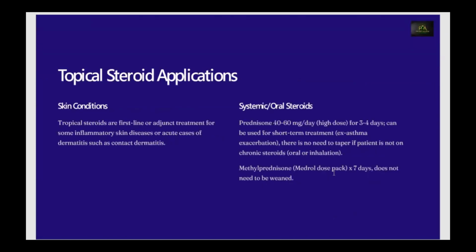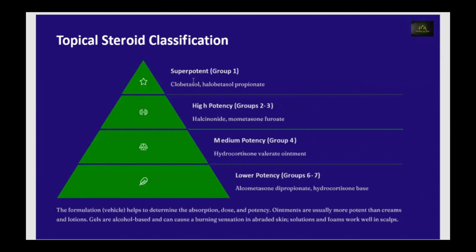Then we also have skin conditions, and they can also use topical steroid. Yes, we're still going to see it. Topical steroid comes as super potent, high potency, medium potency, and low potency. This is high yield in the exam. They can give you an example, hydrocortisone. What is the strength of this topical steroid? Hydrocortisone is usually low potency.